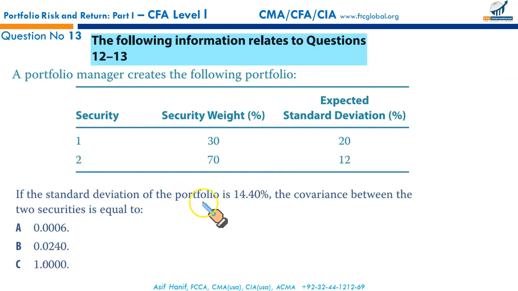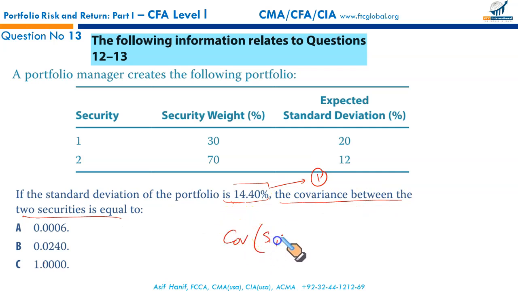Alright, if the standard deviation of the portfolio is 14.4%, and we just did it in the previous part, the standard deviation of the portfolio of 14.4% is only possible when the correlation coefficient is 1, right? So the covariance between the two securities, we know how to find the covariance between two securities: security 1, security 2 is equal to the coefficient of correlation multiplied by the standard deviation of security 1 and the standard deviation return of security 2. So just plug in the numbers.